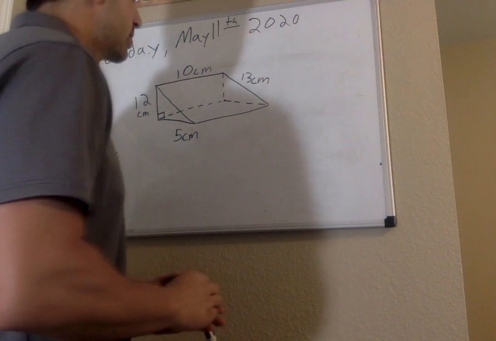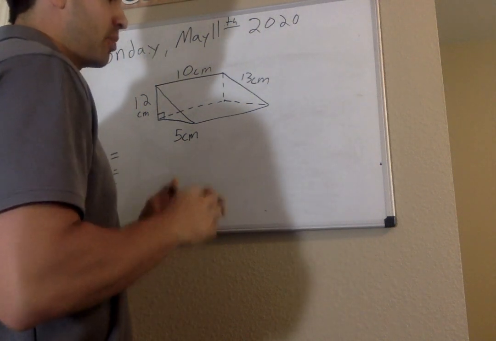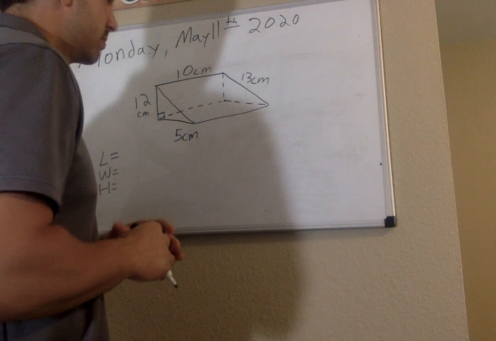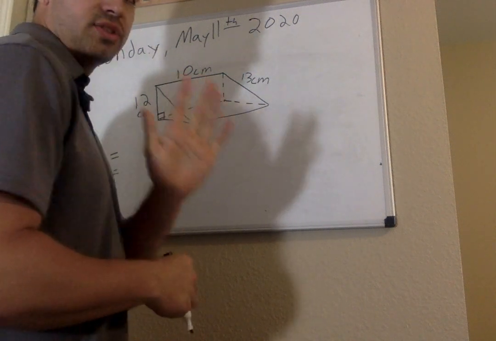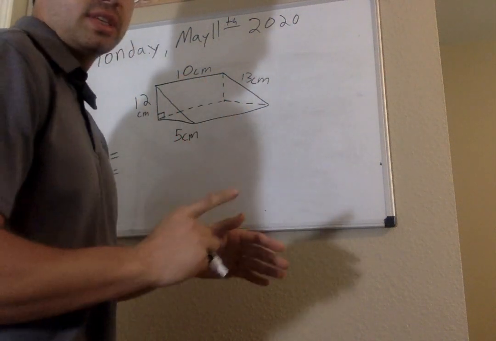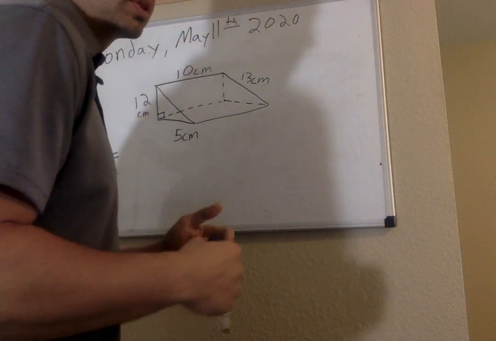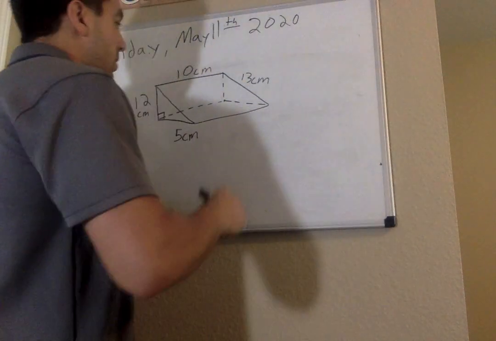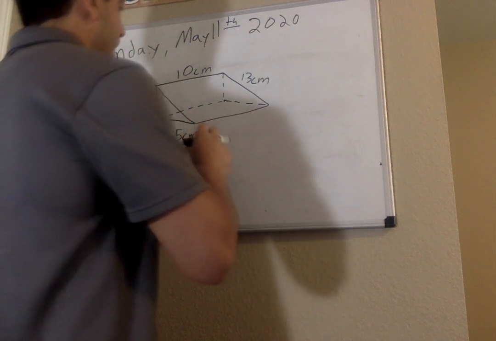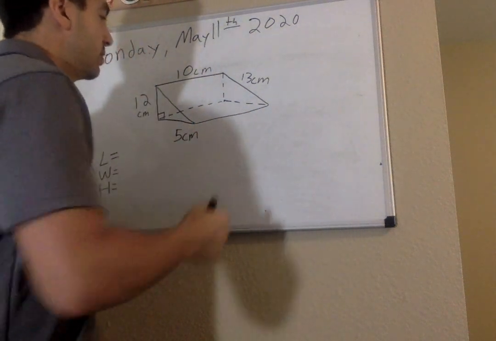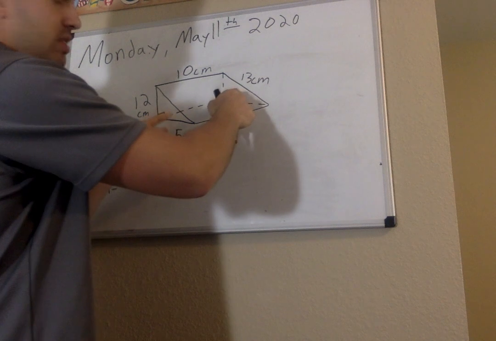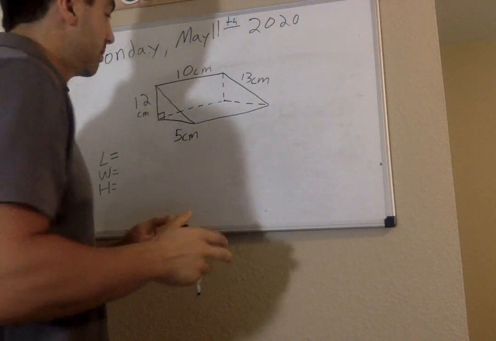So for the triangular prism, what I'm actually going to do is break it up. This triangular prism has only 5 shapes inside of it. Some will have 6. This is one of the more difficult ones. This one has 5, so let's go over it. In this shape, we're going to have 3 rectangles and 2 triangles. The 2 triangles are on the side, and they're exactly the same.